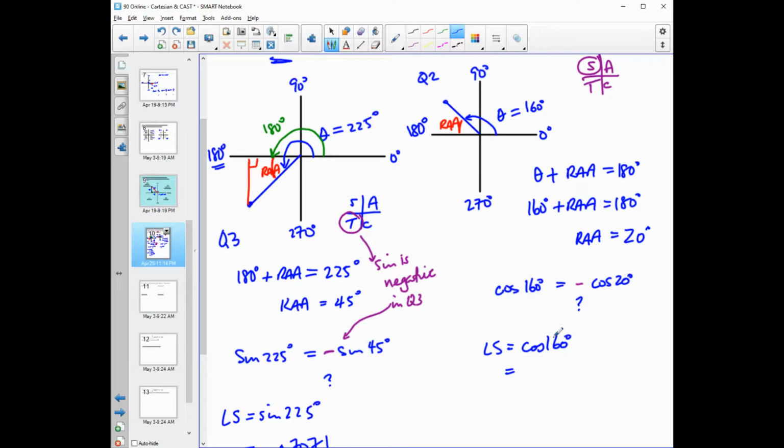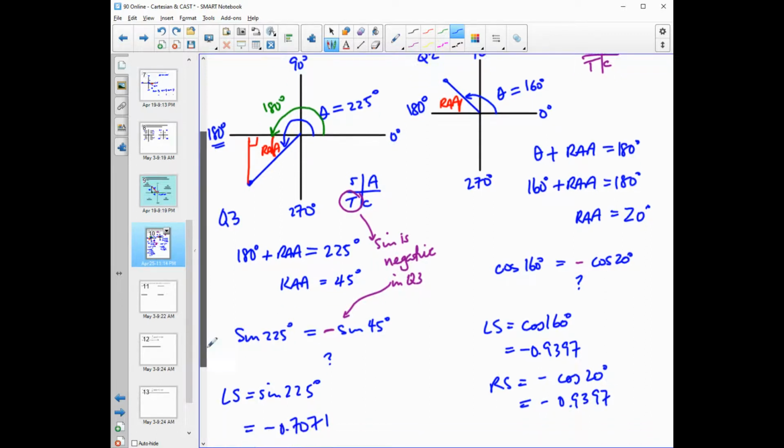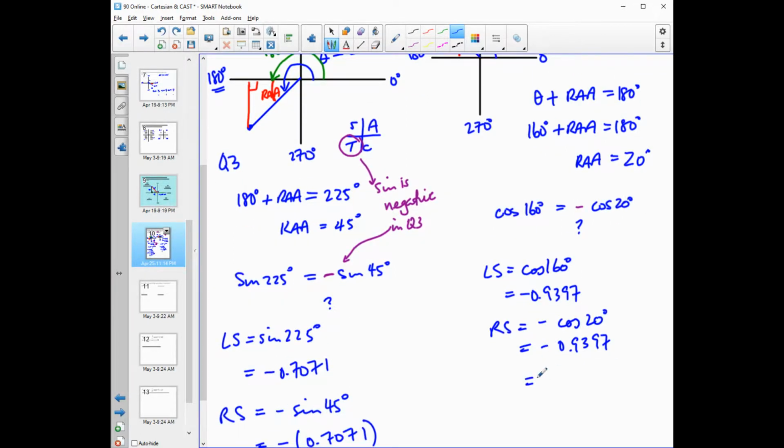And then to check that, the left side is equal to the cosine of 160 degrees. And I put that into my calculator. Cosine of 160 degrees, make sure I'm in degree mode, negative 0.9397. And the right side, which is negative cosine of 20 degrees. And of course, the cosine of 20 degrees is positive 0.9397. And so when we apply that minus sign, we end up with left side is equal to right side. And so we've confirmed that relationship.